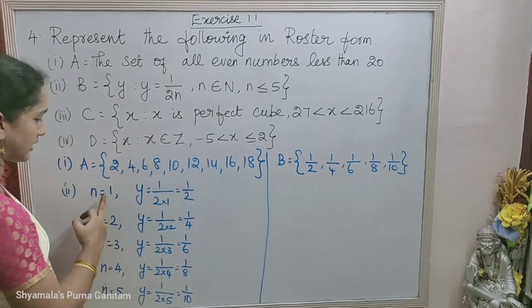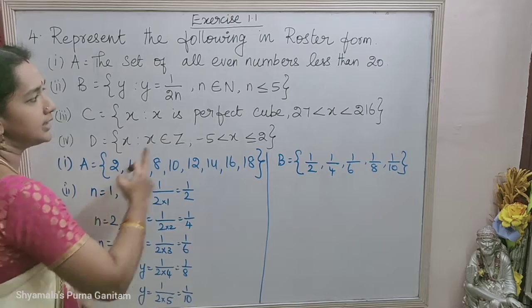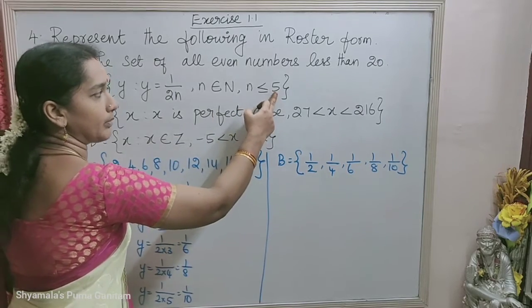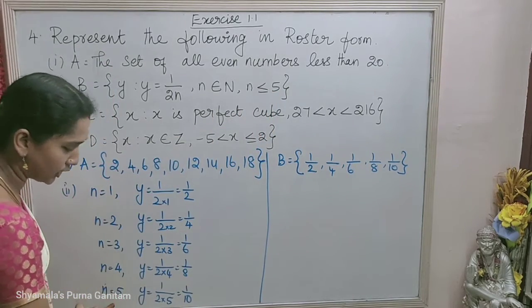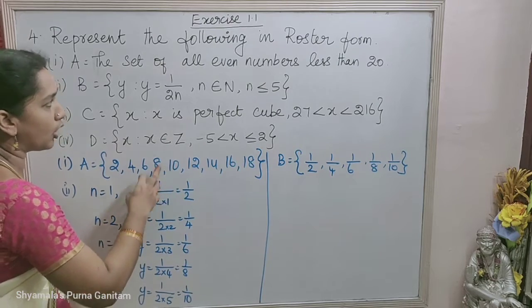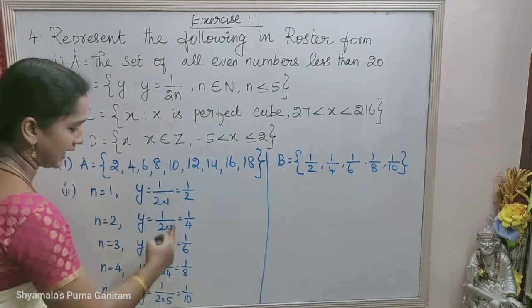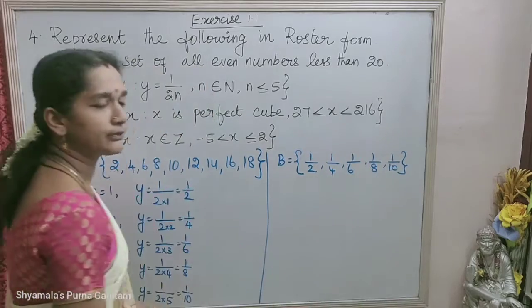Since it belongs to natural numbers, it will start from 1. It is less than or equal to 5, so we will include 5 also. So, 1 to 5 we will write. We will substitute all those values in the place of n, and we got these 5 elements for B.